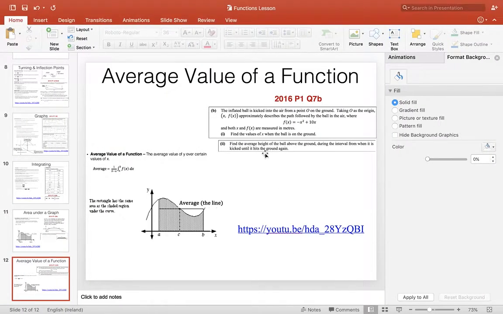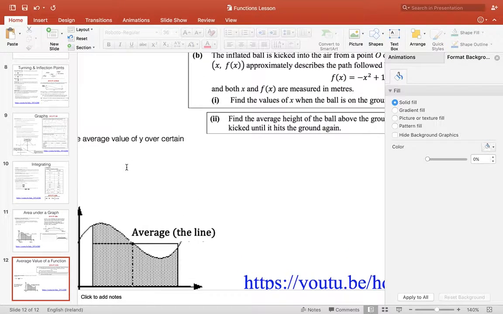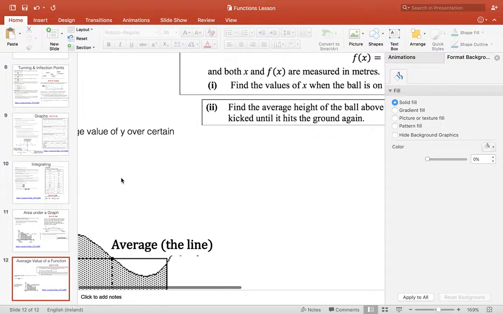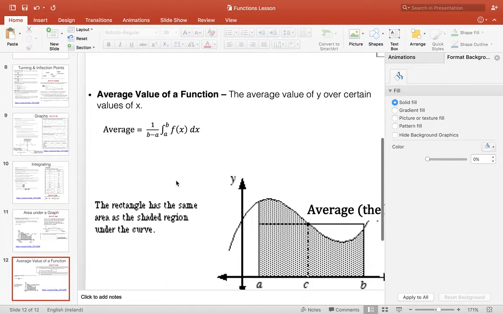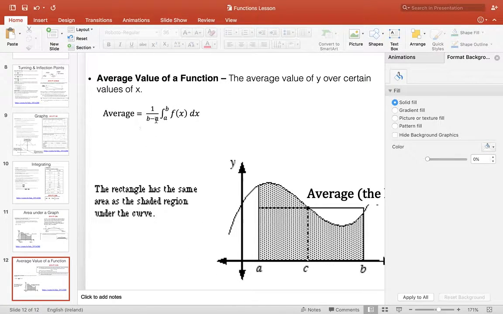Now the second part of the question is finding the average height. So let's plug in the formula. The formula for the average value is 1 over the difference of the end and start values of x. So if this is the end value, this is the start value, or it could be t, whatever you're differentiating with. In this case it's x.